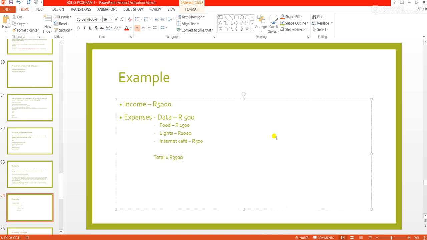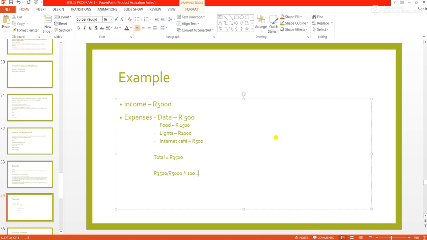So now what we want to do is calculate the money that you retain from your income. In this instance, we'll take the total money that you have, which is 3,500. We need to divide that by the total money that you receive, your income, which is 5,000. We need to times that by 100.